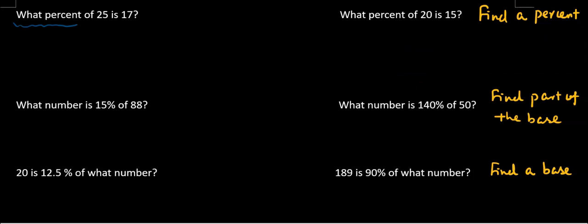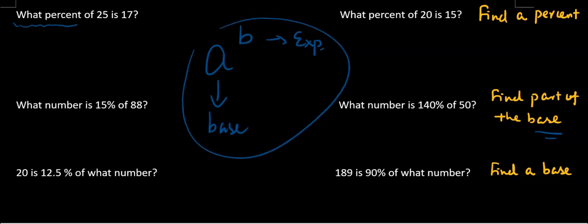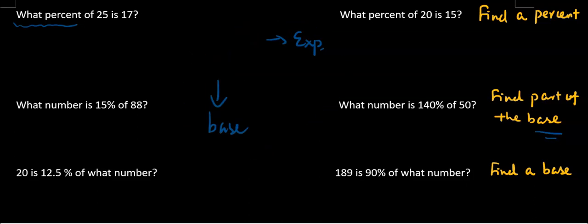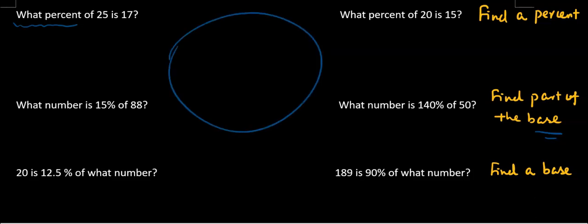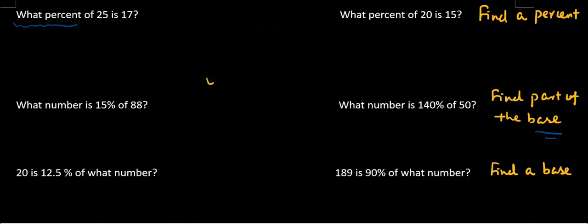Next skill is find part of the base. Remember, this base is not what we discussed earlier, where there is a base and an exponent. That's not what we're saying. This base is, you have a number, and this number we call a base. It's like the whole part. And we're going to talk about part of this number. That's what we say base here.